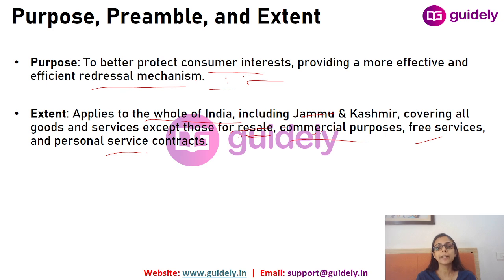Commercial purpose, any good or article that is purchased for the purpose of making money or carrying out any kind of business or earning money from it. It is commercial purpose, is not covered under Consumer Protection Act. Free service is of course not covered, and personal service, so services like we avail these services from Urban Company, they are personal service contracts, and it is not covered under the Consumer Protection Act.